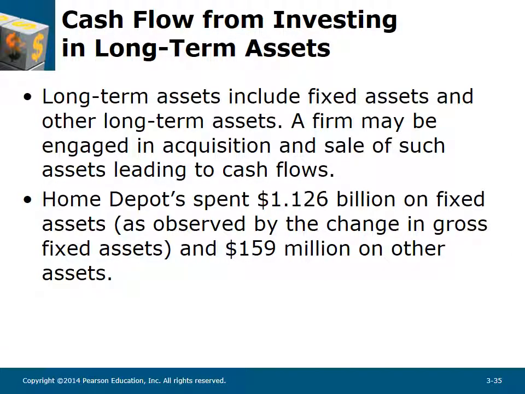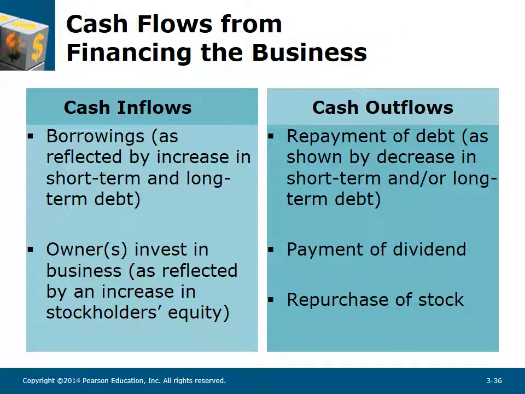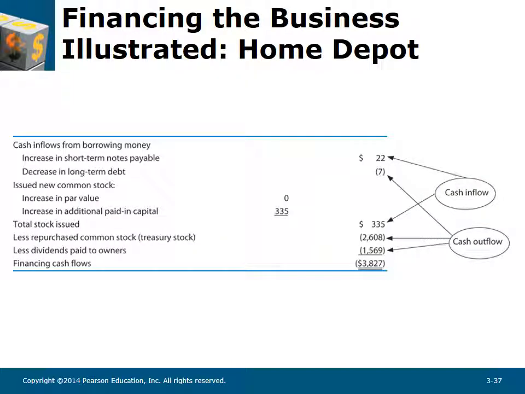Now, long-term assets include fixed assets and other long-term assets. A firm may be engaged in buying and selling, so we need to determine what's happening. And when we determine it, cash inflows come from borrowing or selling stock. Cash outflows are repaying debt, paying dividends, or repurchasing stock in the financing and investing area. And there is the rest of their financial area.